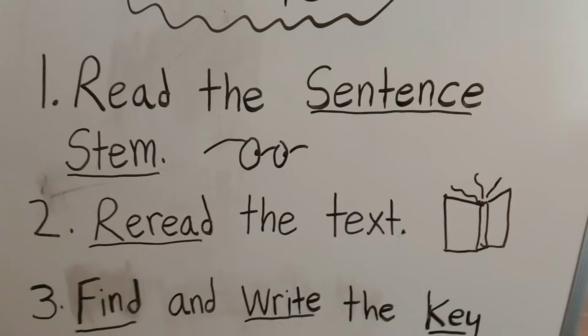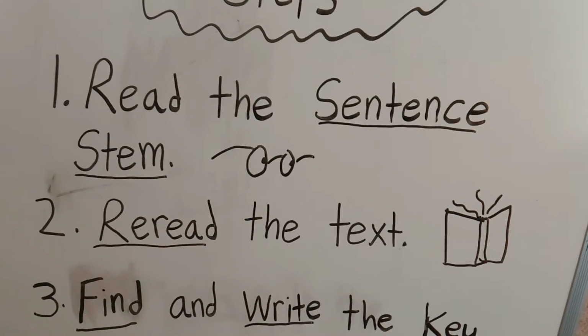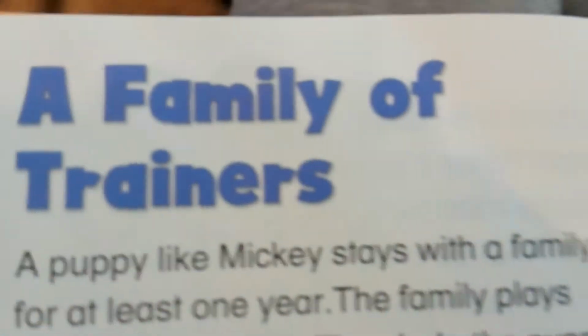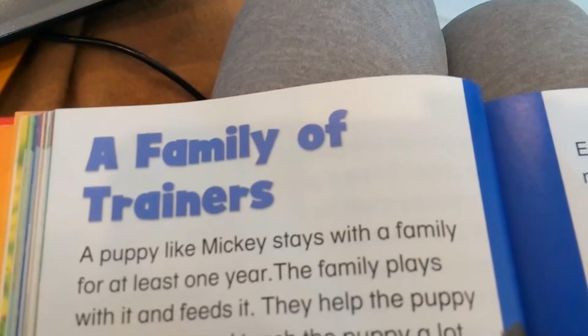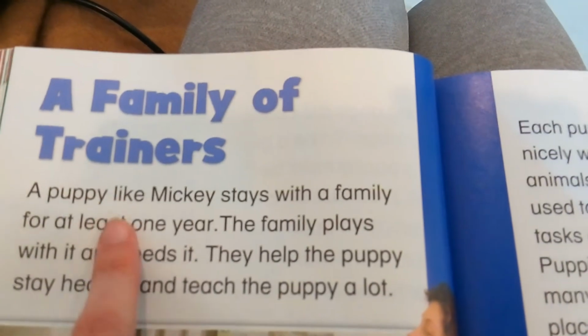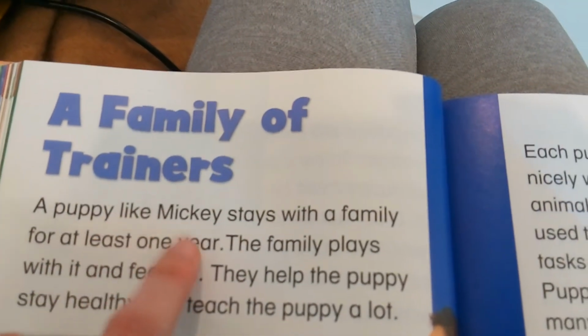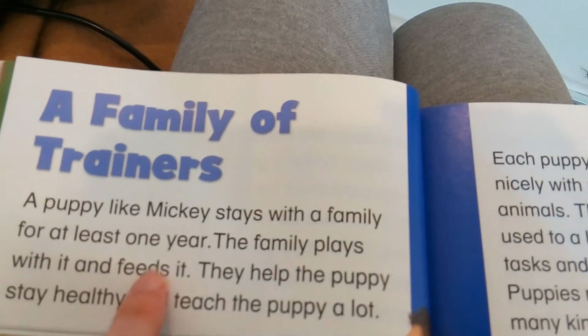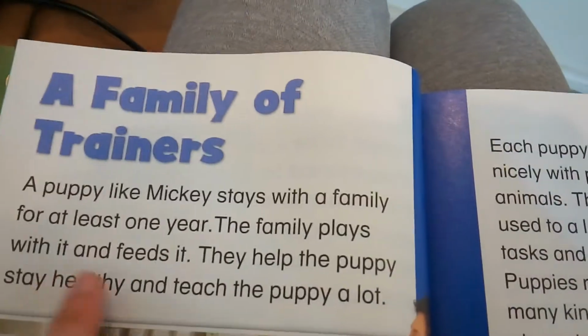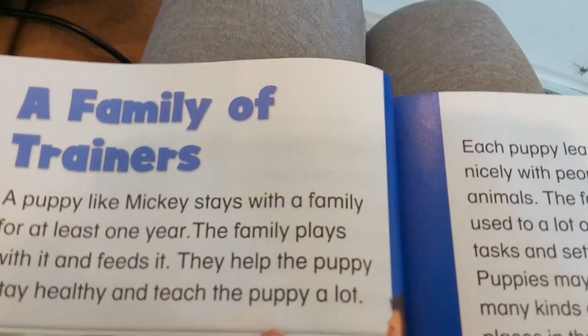text. That's right. So we are now going to reread the text to jog our memories. So what you're going to do is on your packet, we're going to go to page 102. And it should say a family of trainers. Now, I'm going to whisper read that. And I want to make sure that you can hear yourself reading as we read just this white page here. A family of trainers. A puppy like Mickey stays with a family for at least 1 year. The family plays with it and feeds it. They help the puppy stay healthy and teach the puppy a lot.